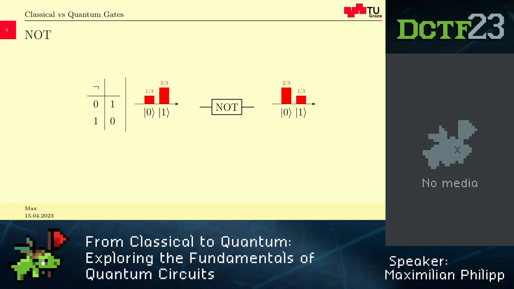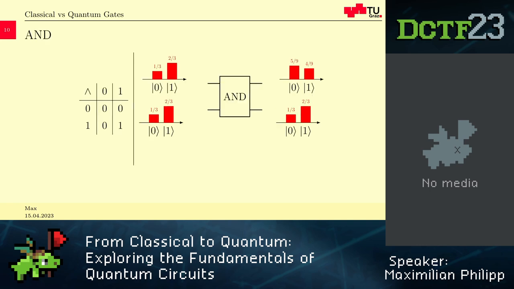Now we can go a little bit more difficult with an AND gate. We know it takes two inputs and has one output in the classical sense. But here we have two outputs. The case for this is it needs to be reversible. A quantum circuit always needs to be reversible.